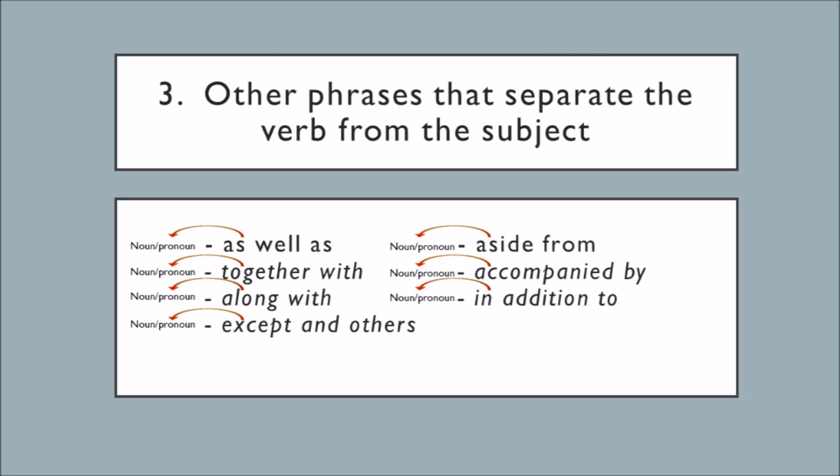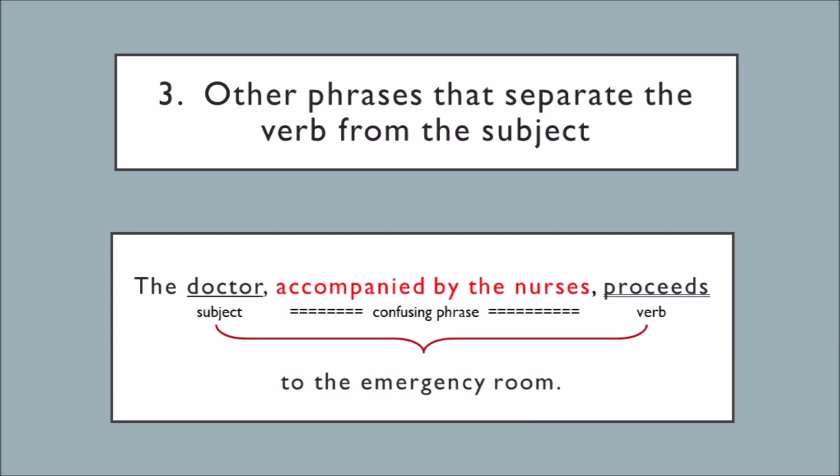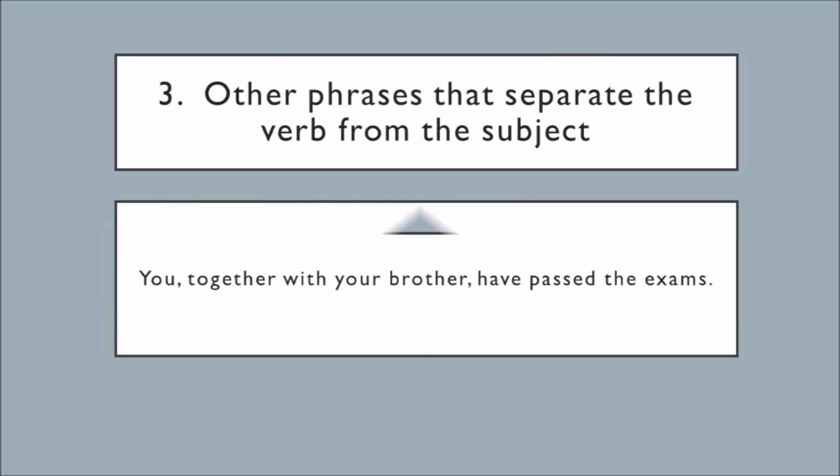It is very rare that words other than a noun or a pronoun precede these phrases. Therefore, if I give you this sentence, the doctor, accompanied by the nurses, proceeds to the emergency room, and we take away the confusing phrase, accompanied by the nurses, what do you think is the subject of the sentence? It is obviously the noun doctor, which explains why the singular verb proceeds goes with it in this sentence. The doctor, accompanied by the nurses, proceeds to the emergency room.